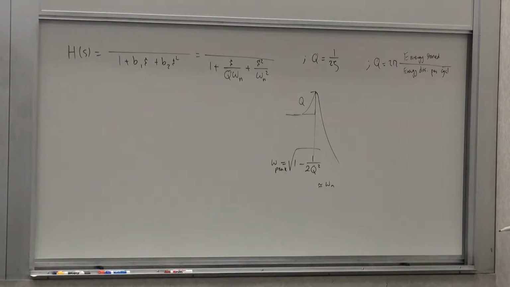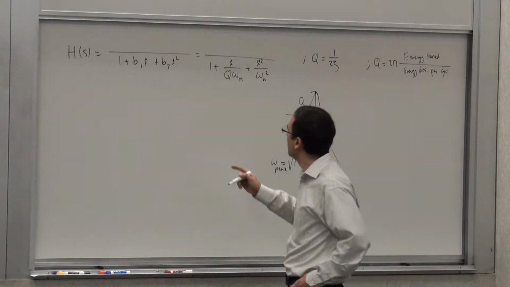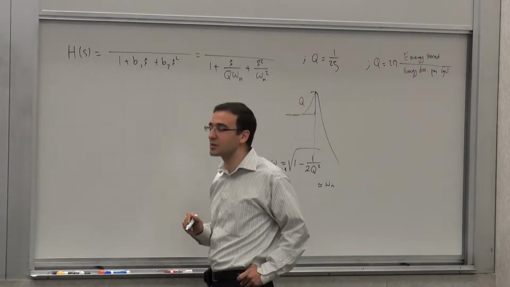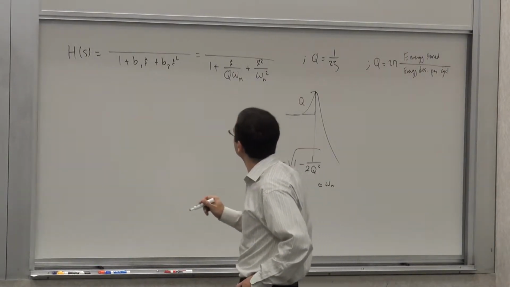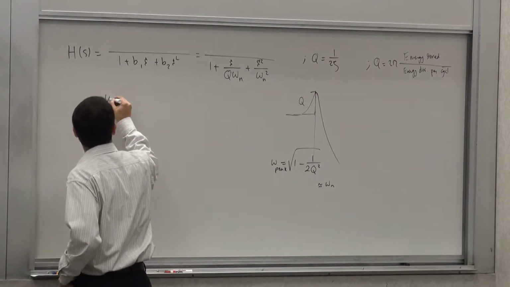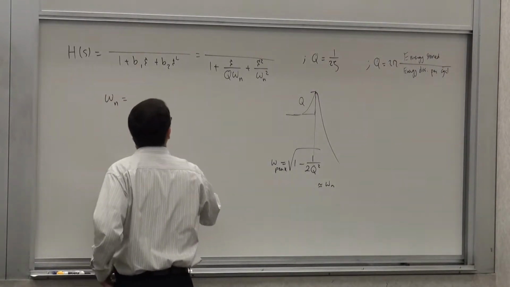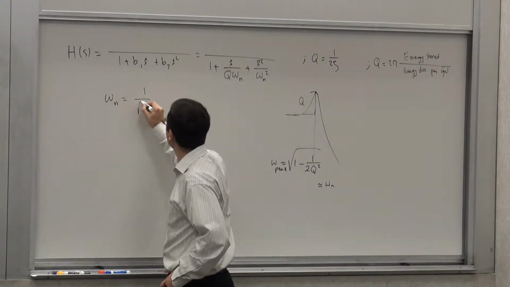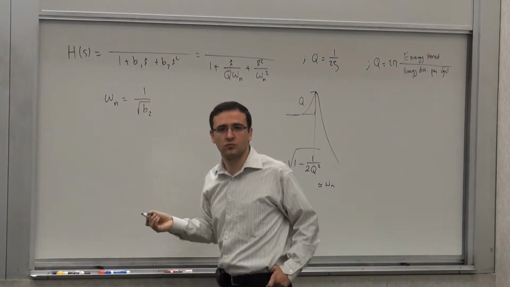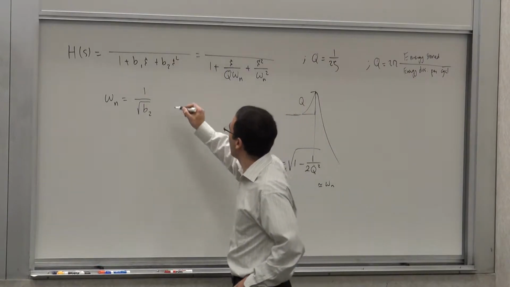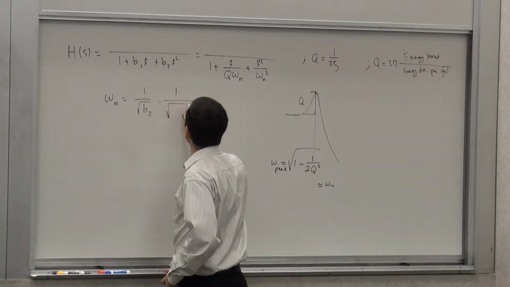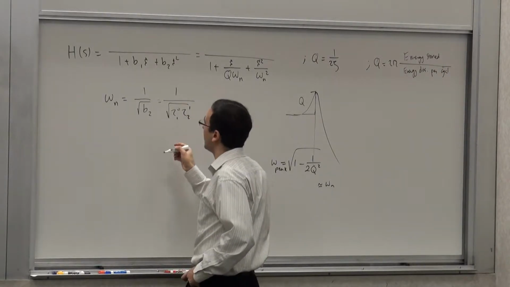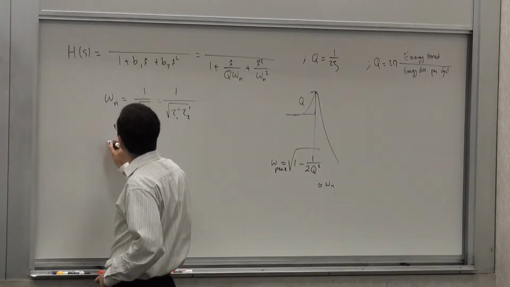Now, how do you relate those to B1 and B2? Well, it's easy to calculate them in terms of B1 and B2. If you have a second order system, what is omega n? It's 1 over the square root of B2, right? Which you can write in terms of time constants. It's 1 over the square root of tau 1,0 tau 2,1, which is equal to tau 2,0 tau 1,2.